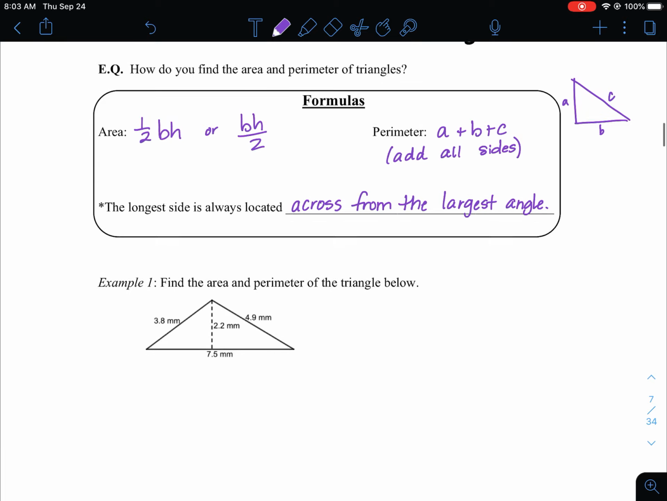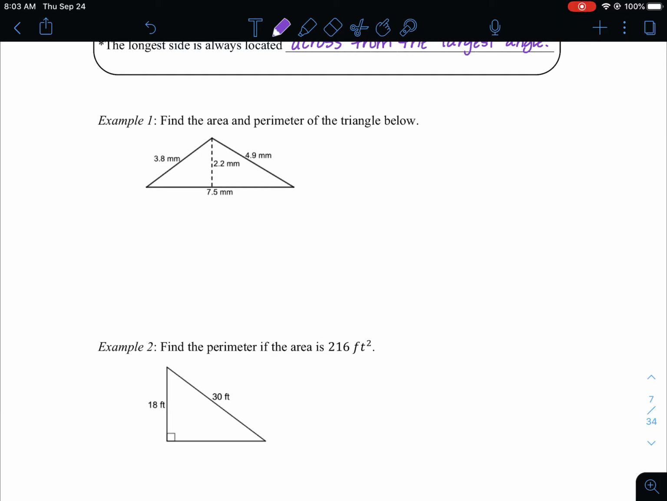Okay, so our first example says find the area and perimeter of the triangle below. They said area first, so I'm going to do area first. Area of a triangle is 1/2 base times height. The base is 7.5, so I have 1/2 times 7.5. The height is from the vertex straight down to the other side, also known as the altitude. So the height in this case is 2.2. Multiplying all that together, the area of the triangle is 8.25 millimeters squared.